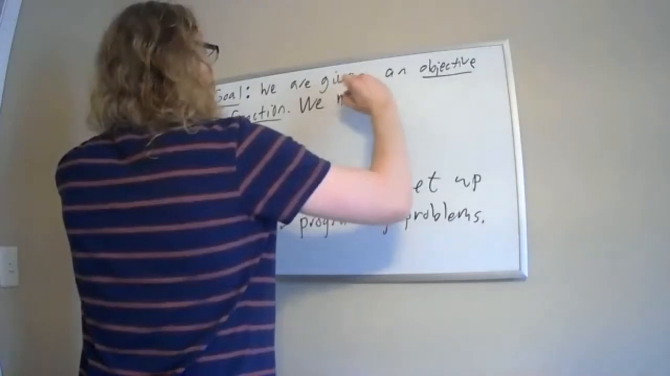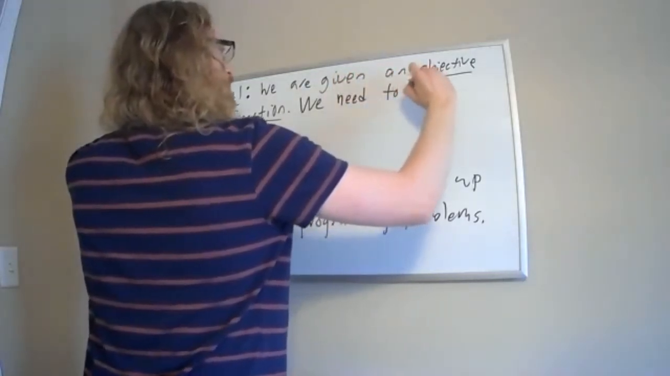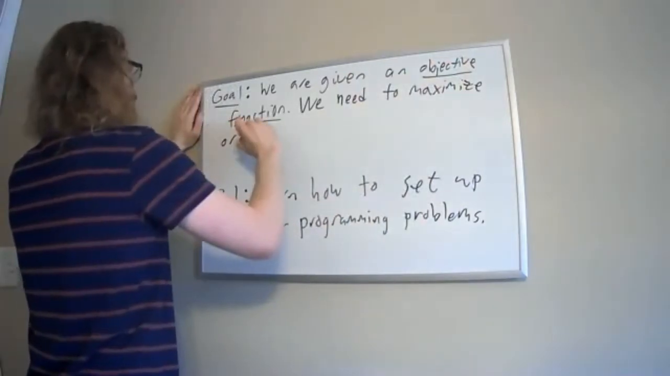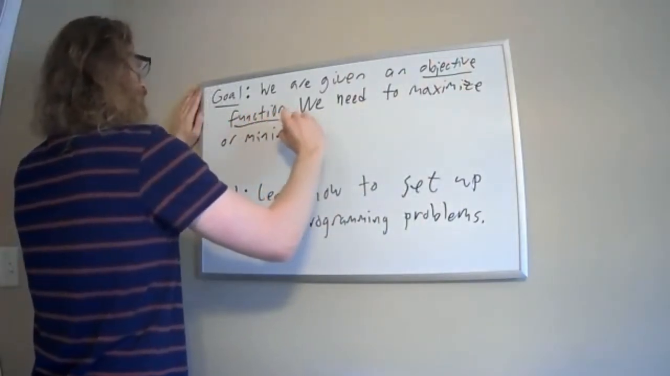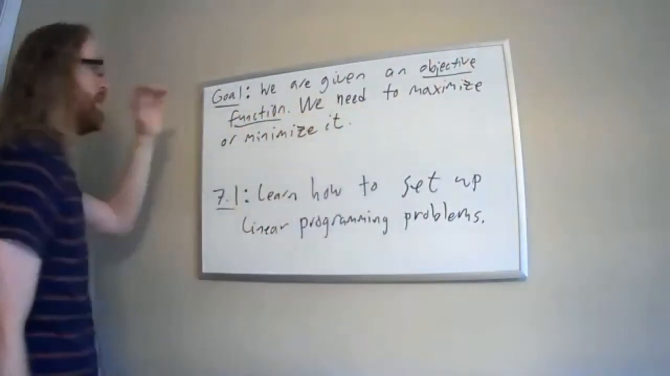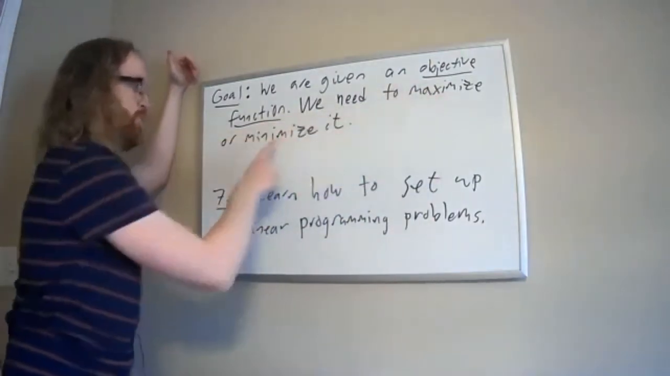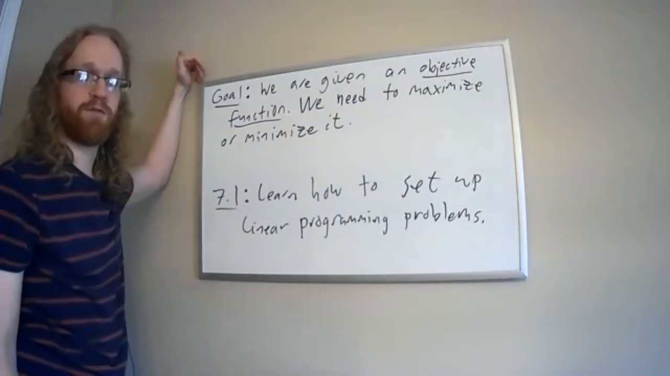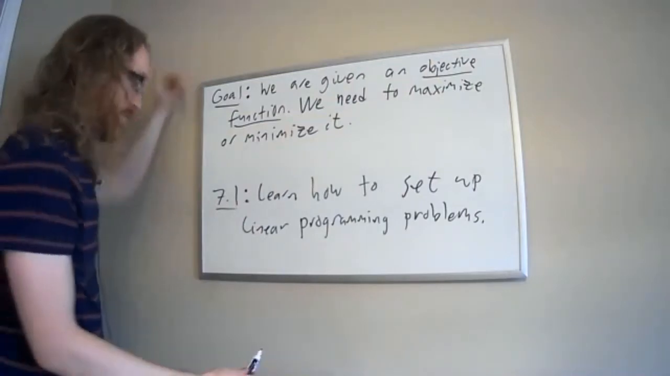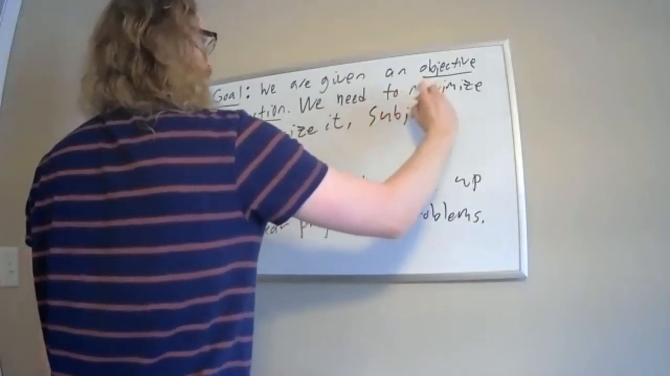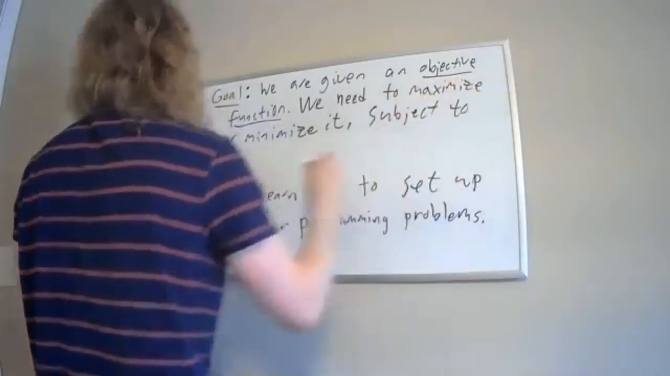So we need to maximize or minimize the objective function. And when I say maximize or minimize, I'm going to look for either the biggest or the smallest value that the objective function can take. But we're going to be a little careful. We're going to subject it to some constraints.